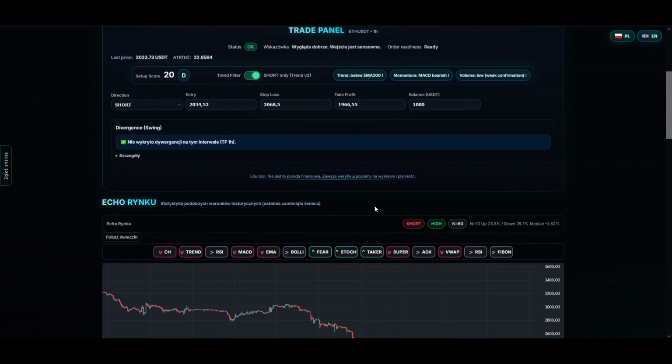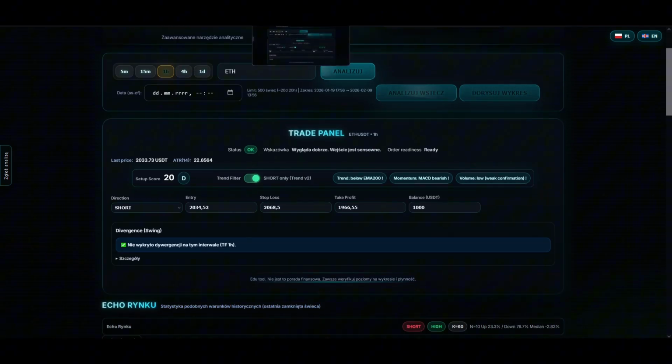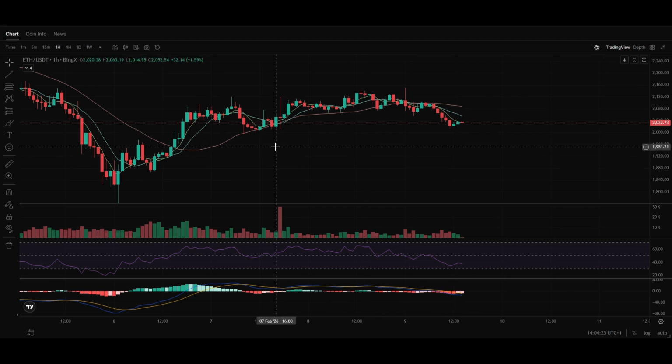So we have a short, and now what happened here? Recently, we have seen a rebound here. So here we have the hourly chart.